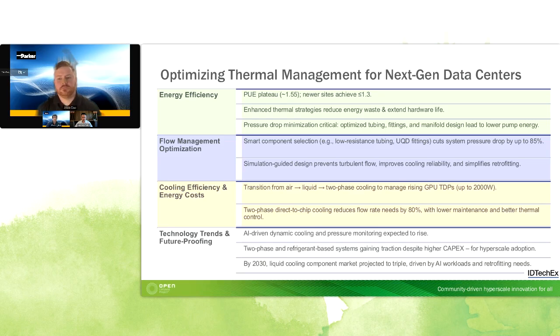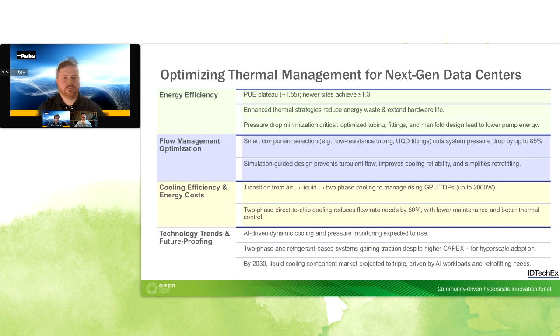So from the cooling efficiency and the energy cost perspective, the transition from air cooling to liquid cooling to two-phase cooling is the trend that we are seeing right now. The purpose is to manage the rising GPU thermal design powers up to 2,000 watts. And also two-phase direct-to-chip cooling reduces the flow rate needs by 80% with lower maintenance and better thermal control. So we do believe that two-phase direct-to-chip cooling is a really promising technology moving forward.